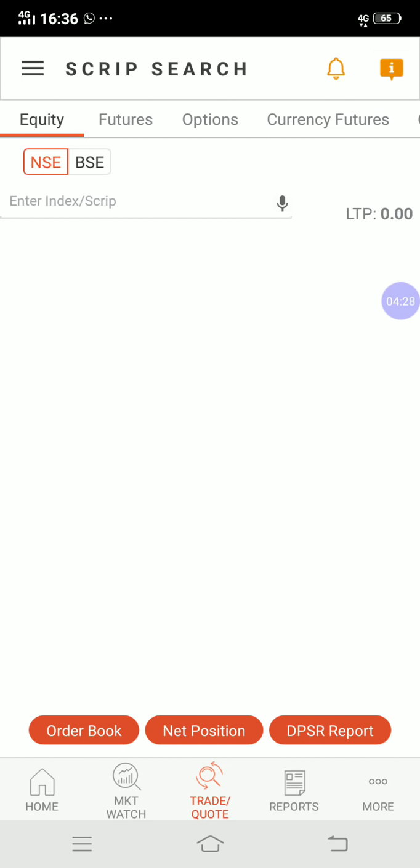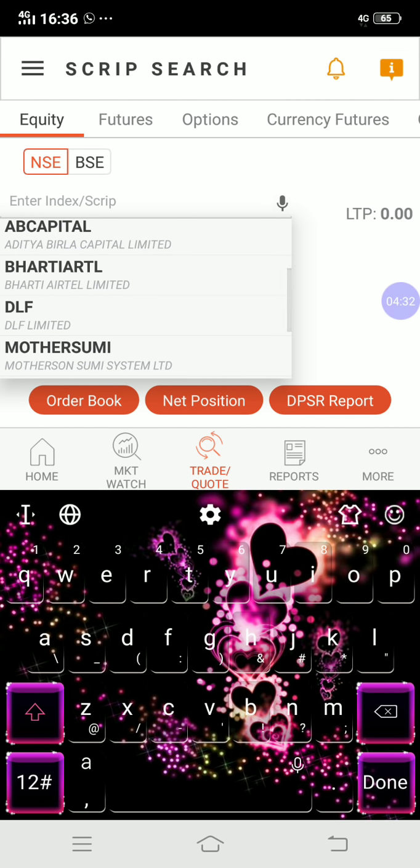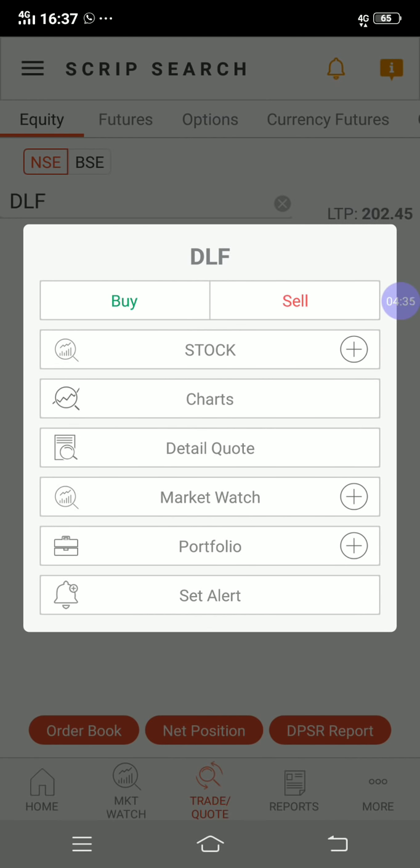It is simple: if you want to purchase a stock, click here. I want to purchase DLF, so I will buy or sell. One thing you should know is that if you are buying with full complete cash, then you can hold for as many days as you wish. But if you are selling, then in the same day before 3 p.m. you need to sell it off.